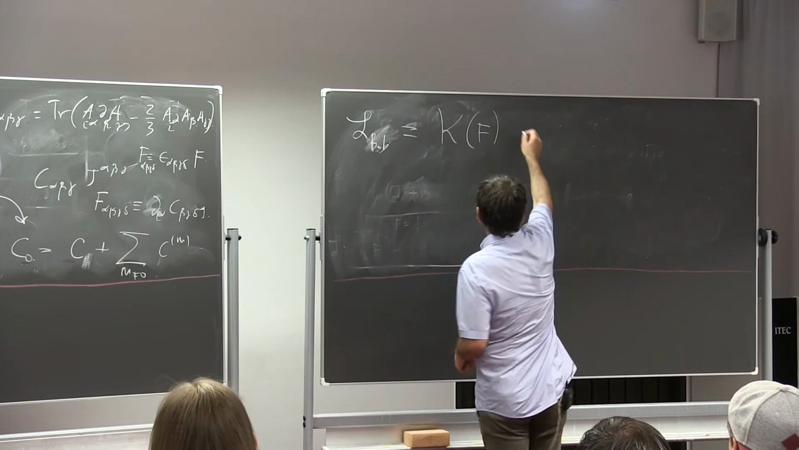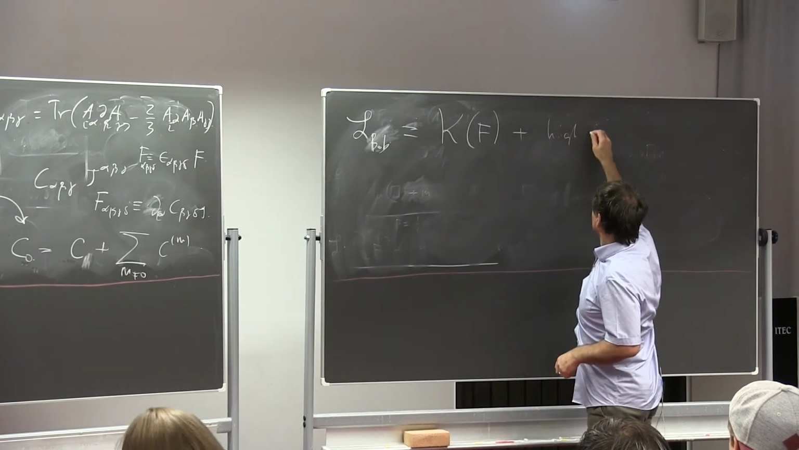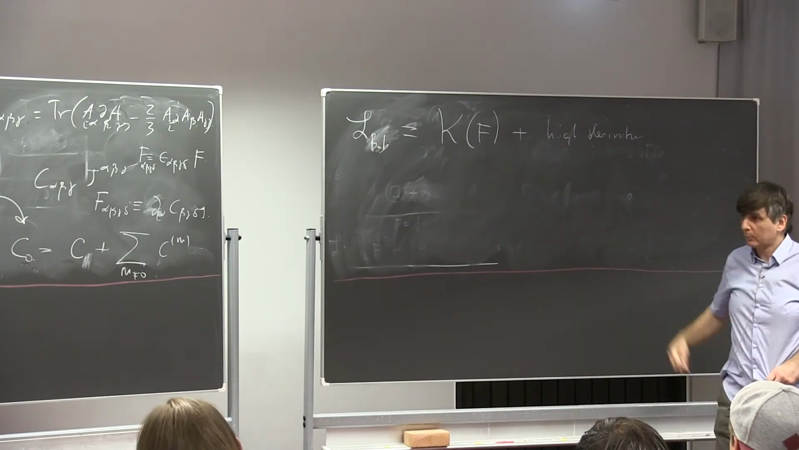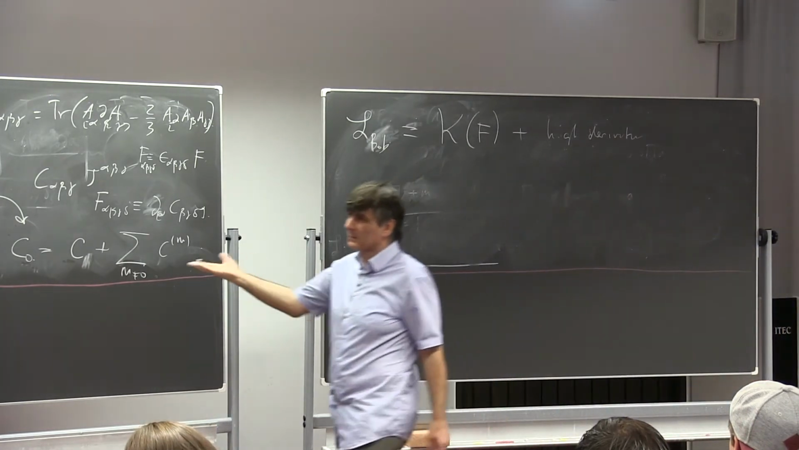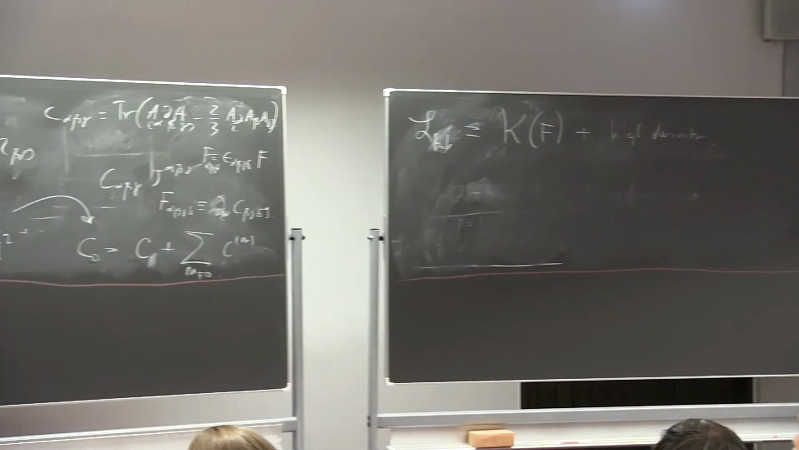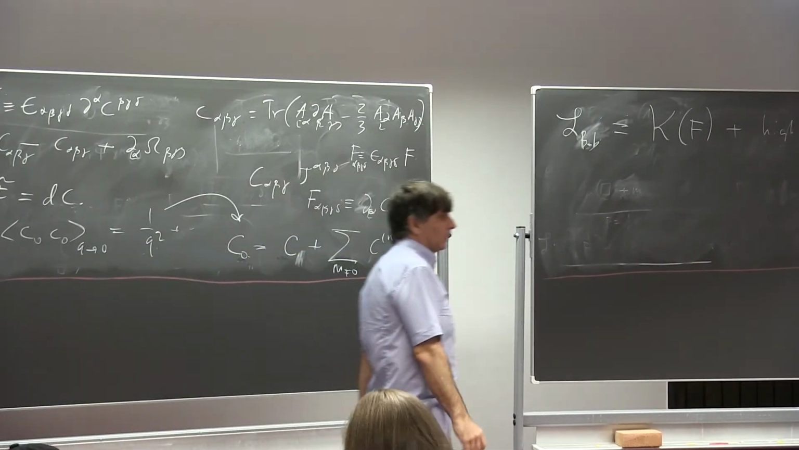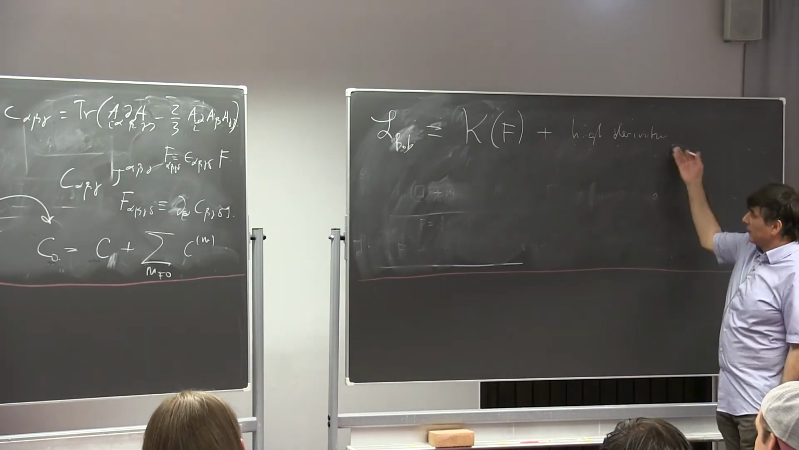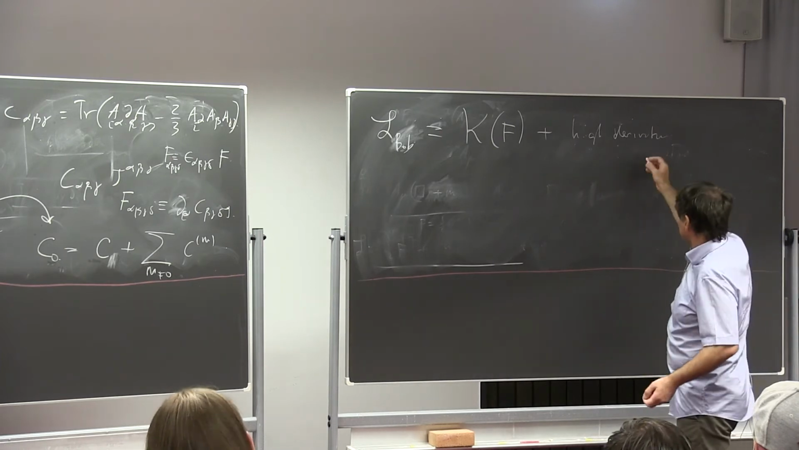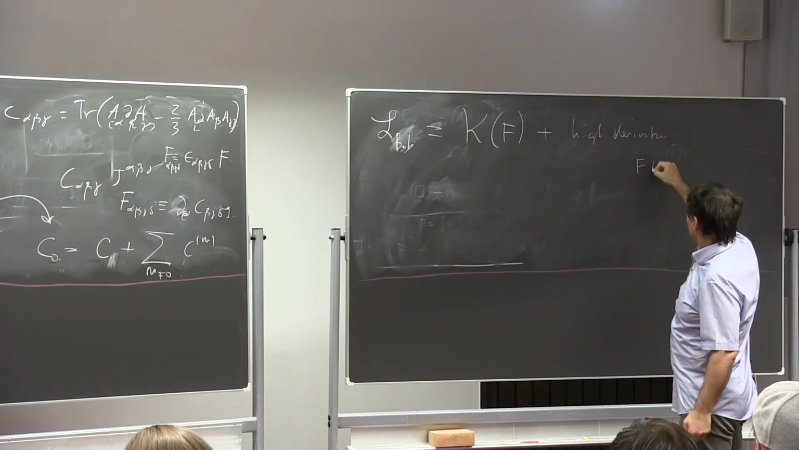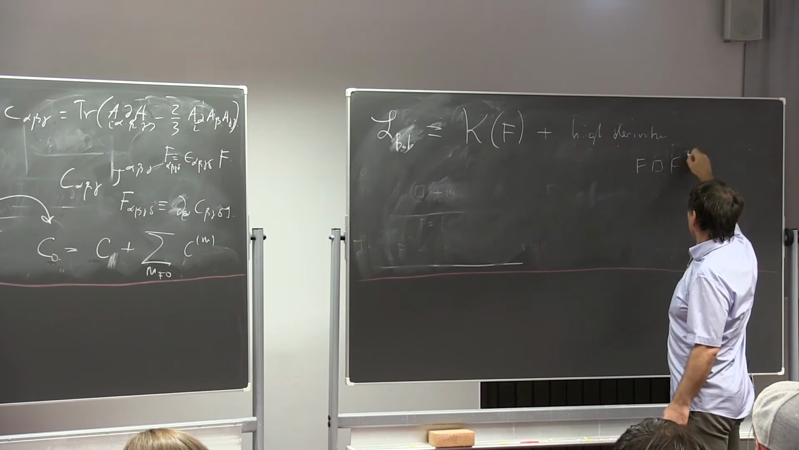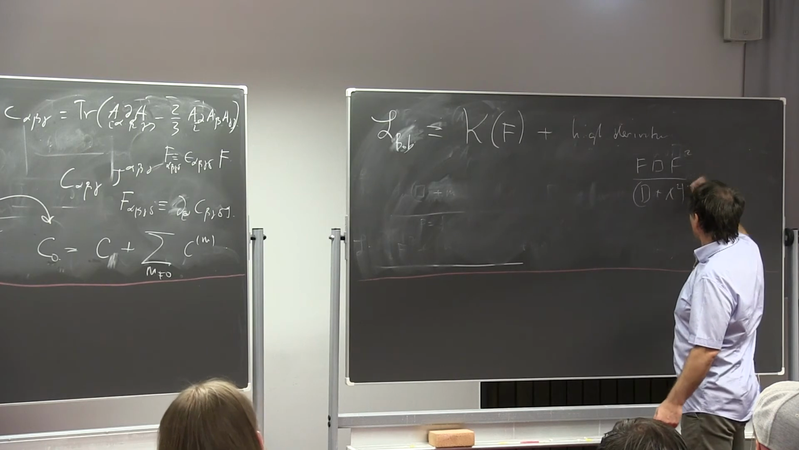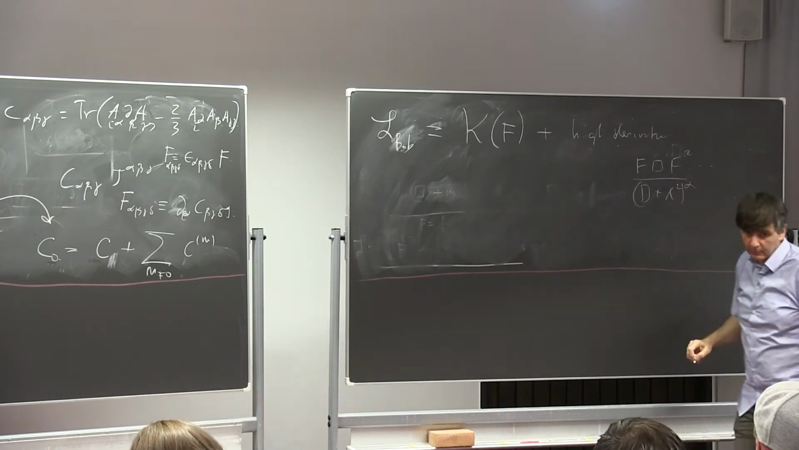and high derivatives. All possible high derivatives, okay? All possible high derivatives suppressed by the scale in your theory. So the QCD scale, or the scale of quarks, heavy quarks, etc. Okay. So these terms will have the form, for instance, some F box F squared over box plus lambda squared, in whatever power.